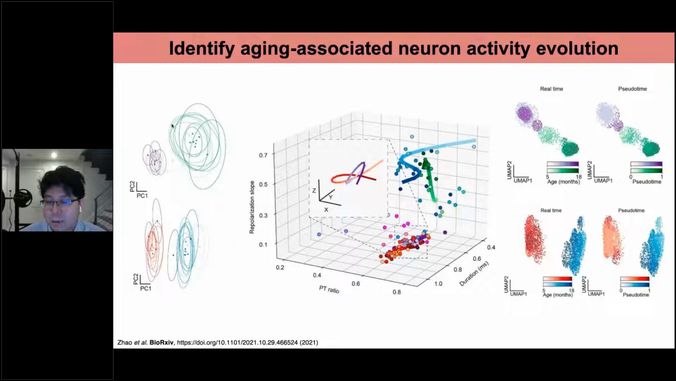One shows almost no change in terms of their electrical property over the aging, and another shows very clear evolution of their electrical property, very subtle, which cannot be captured by those dimension reduction methods. But if we zoom in, we can show that in the machine learning enabled pseudo time calculation, there is a drift of those electrical properties over the time course of the aging.